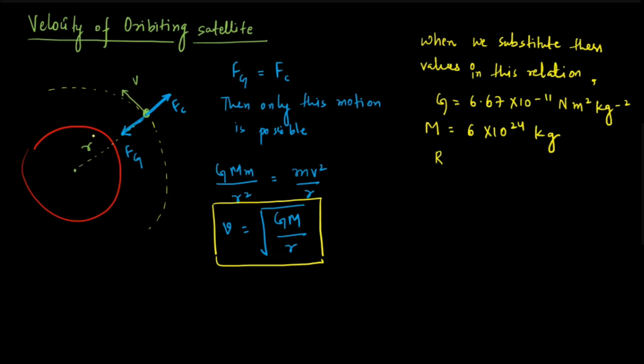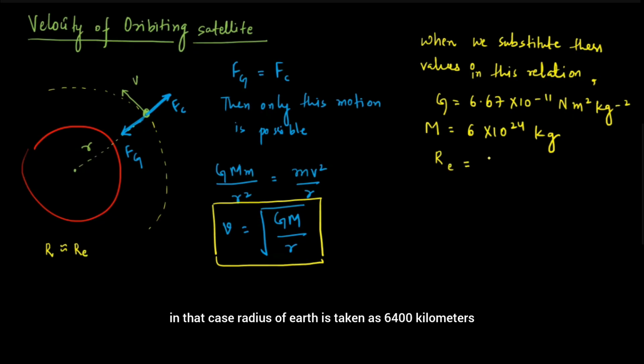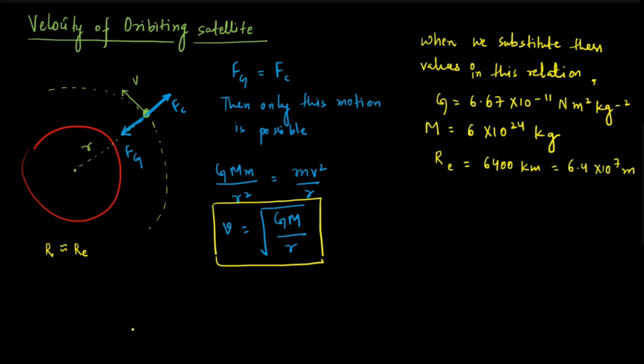Apart from this, if you consider that the satellite is revolving very close to Earth's surface, such that r is the radius of Earth only, then the radius of Earth is taken as 6,400 kilometers, or you can also remember it as 6.4 times 10 to the power 6 meters. So if we substitute all these values into the relation, the orbital velocity we obtain is coming out to be 7.8 kilometers per second.